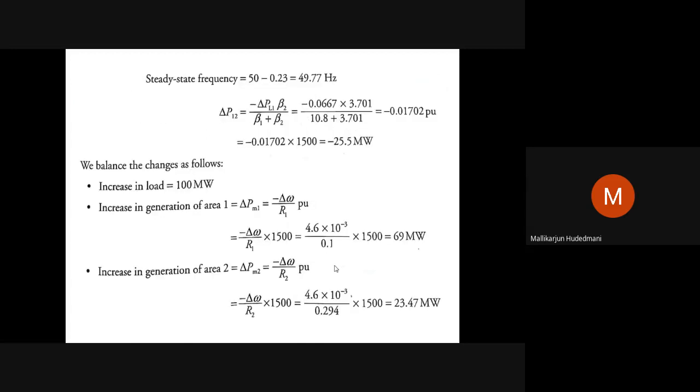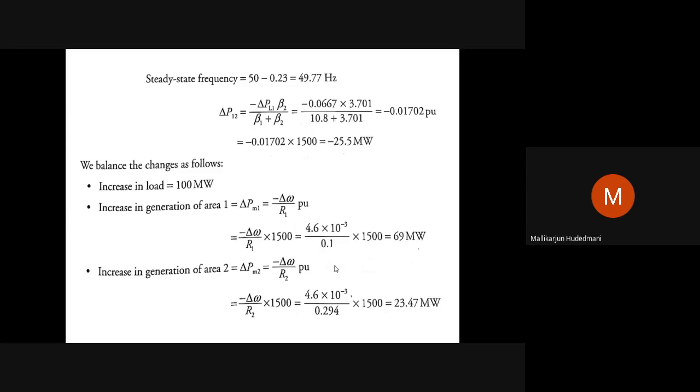The second case is the change in load of area 1 due to the change in frequency. So there are frequency sensitive loads mentioned, which is with the D1. What is that change in frequency sensitive load? It is delta omega into D1. If I rewrite it, minus 4.6 into 10 to the power minus 3 into 0.8 on a base of 1500. That stands as 5.52 megawatt. There is a change in loads of that area which are sensitive to the frequency. There is a drop in frequency sensitive loads by 5.52 megawatt. That means we can just see here 69 megawatt is the share, 23.47 megawatt is the share.